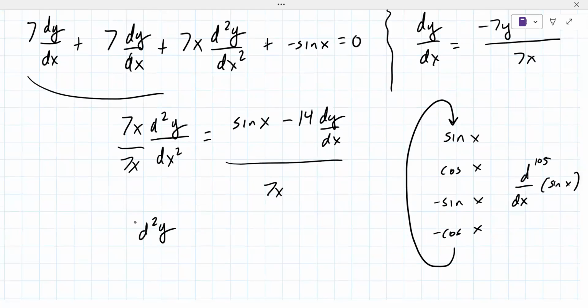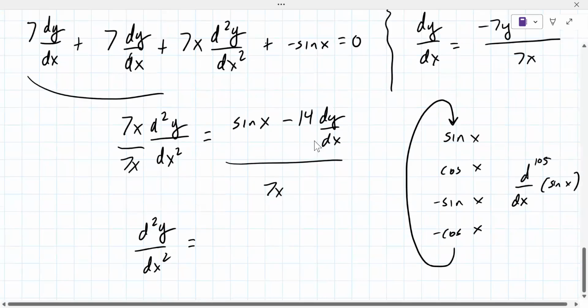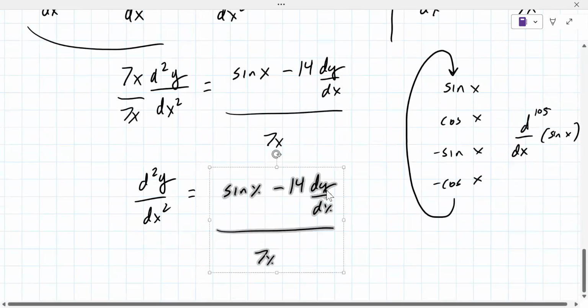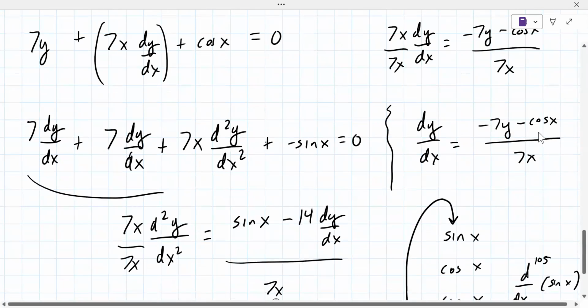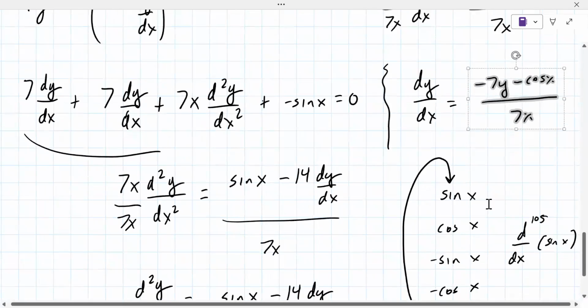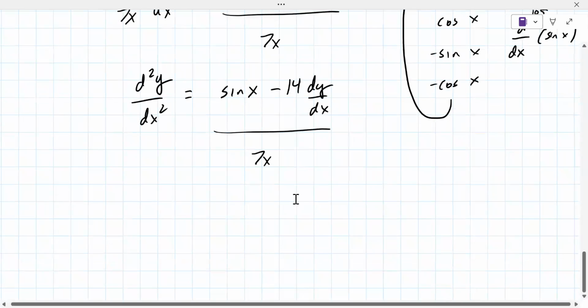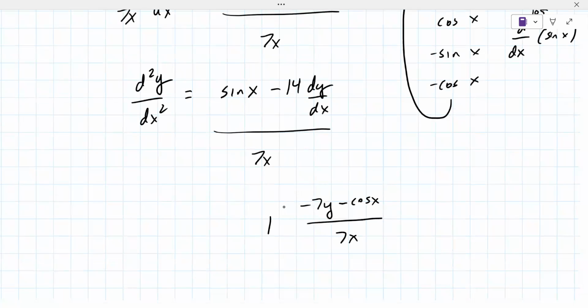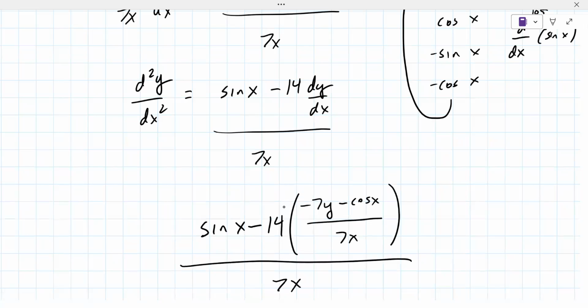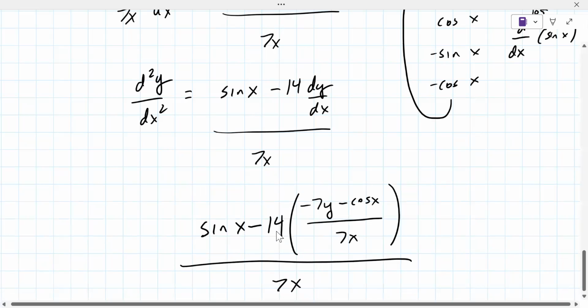So your second derivative, d squared y over dx squared equals, well, just copy this down. And then again, you gotta substitute in for dy dx. dy dx is this mess up here. So it looks bad, and it is. There's sine x. I mean, things do cancel, but this is really bad. But let's spend a little bit of time here.